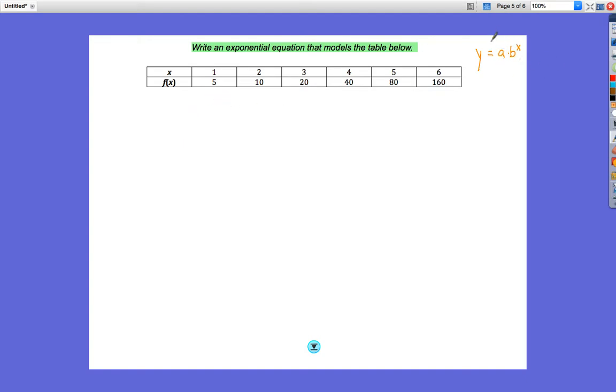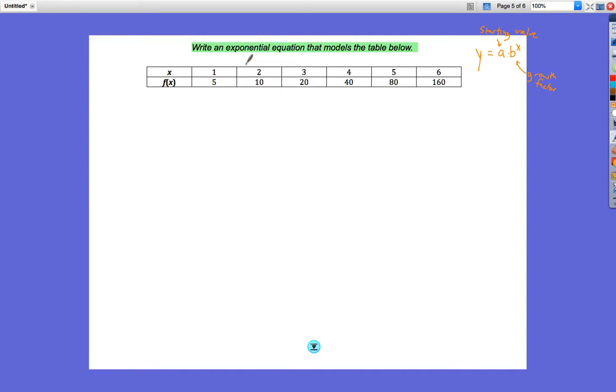If this is in fact what we need, then these are the only two things that we need. B is the growth factor, and A is the starting value. So whenever you're finding these, it's usually best to start with your growth factor. And what is the growth factor? That is just what we're multiplying by each time. So you're asking yourself, what are we multiplying by every time we take a step?